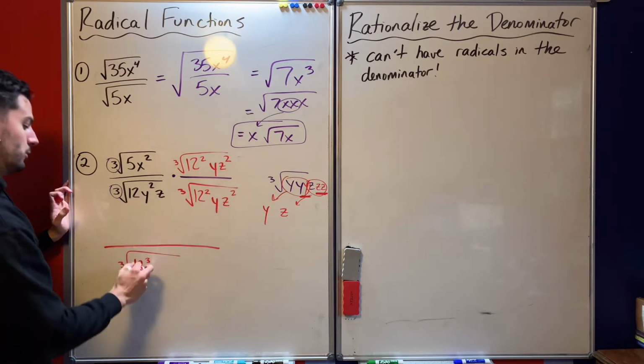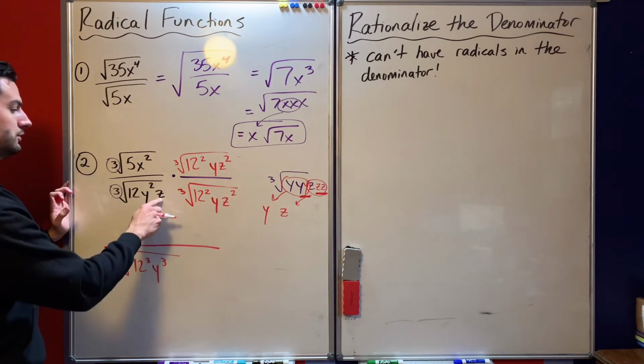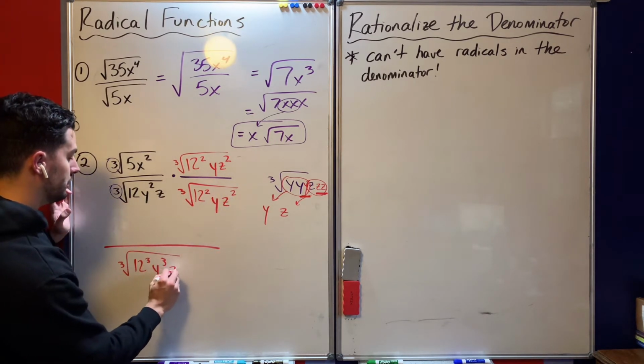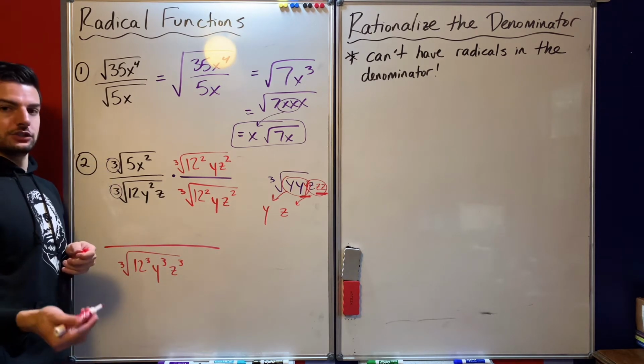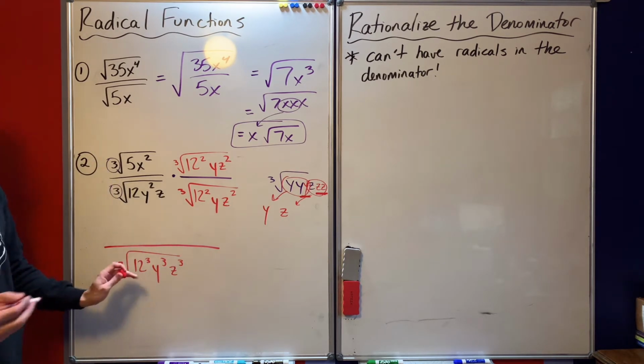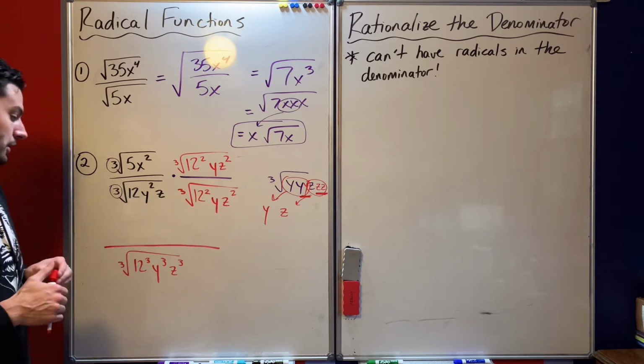Y squared times y is y cubed. Z times z squared is z cubed. And again, that is all going to cancel out with that cube root, and I'll be good, okay?